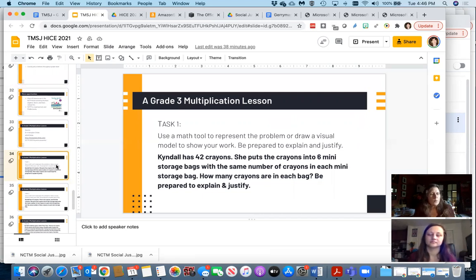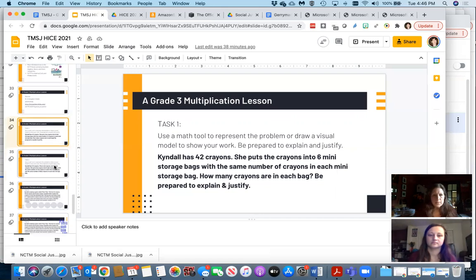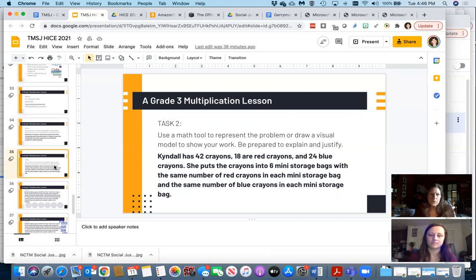And he was asking, there were over 100 people in his keynote, give me some ideas in chat, what your representation looks like. People were explaining, well, I have these dots, I have these numbers, I have these circles, whatever. He says, okay, so we've got those 42 crayons and 6 mini bags. So here's test 2. You have 42 crayons, 18 of them are red and 24 are blue. And Kendall wants to put the crayons into 6 mini storage bags, the same number of red and blue crayons in each bag. So again, use mathematical tools to represent the problems, draw visuals.